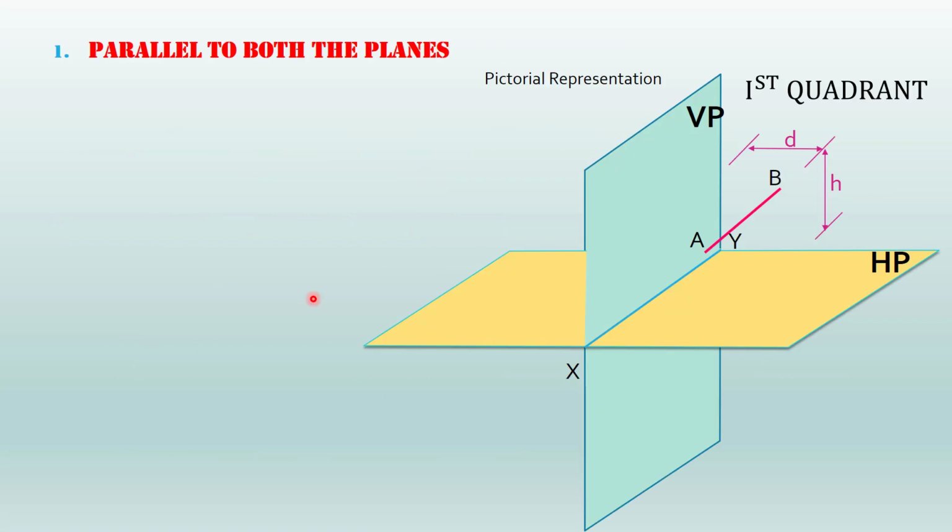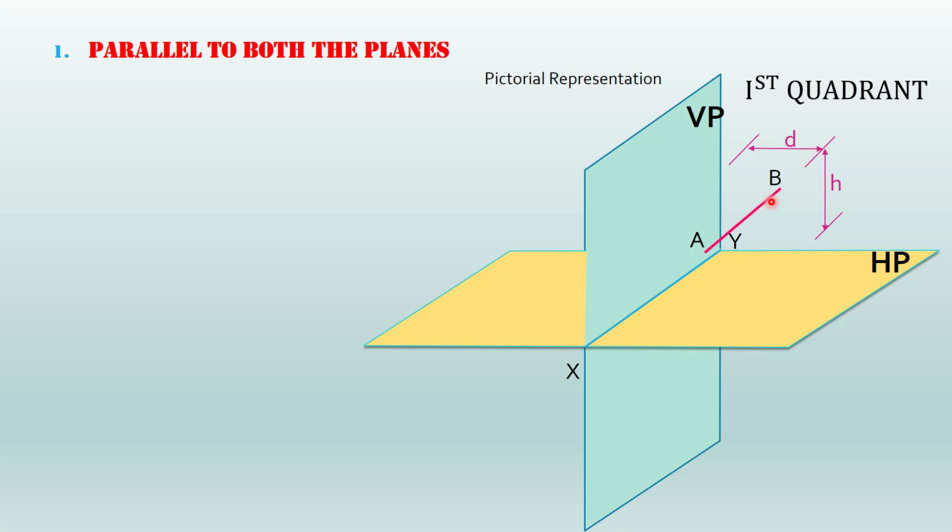Now let us take the first case, that is the line which is parallel to both the planes. So in the figure you can see that we have 2 planes, one is the horizontal plane and the other one is the vertical plane. So these 2 are our reference planes. Now I am considering a line capital AB which is kept parallel to the horizontal plane as well as parallel to the vertical plane. The distance of the line AB from the vertical plane is marked as small d, and distance of line from the horizontal plane is marked as small h.